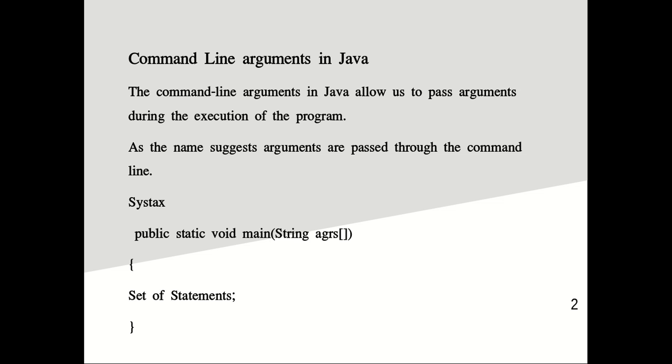Command line arguments in Java are basically used to pass the input to the main method. So the signature is public static void main(String[] args). That means it is the syntax we have to follow when writing the main method.